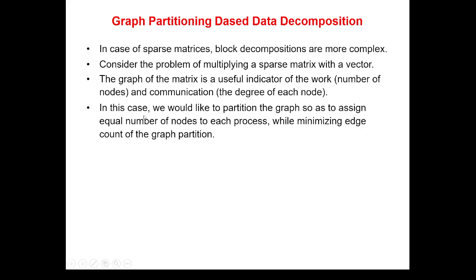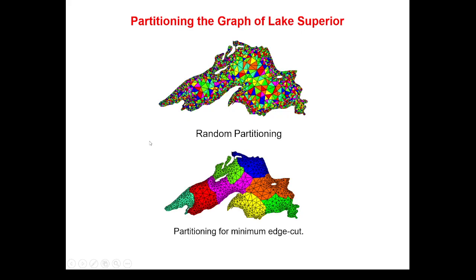Okay, in this case we like to partition the graph, so we assign an equal number of nodes to each process while minimizing the edge count of the graph partition. So macam ni lah kita buat partition graph in the leg superior. Ini biasanya kita buat untuk match, okay, random. Okay, kita nak buat minimum edge cut kan pada setiap image processing tu. So kita boleh gunakan ni lah.